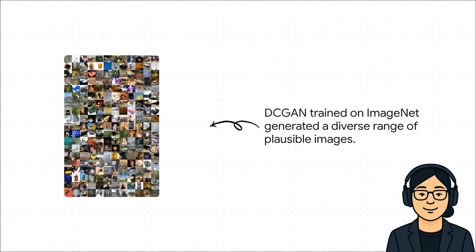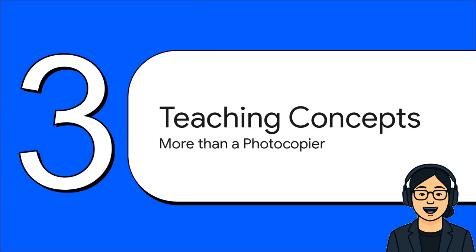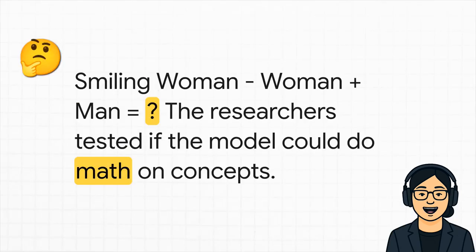But honestly, the amazing pictures weren't even the most groundbreaking part. The real shocker was what the network was learning under the hood. It wasn't just a fancy photocopier. It was actually learning abstract concepts. To prove it, the researchers tried this wild experiment. Think of it like a word problem for an AI.